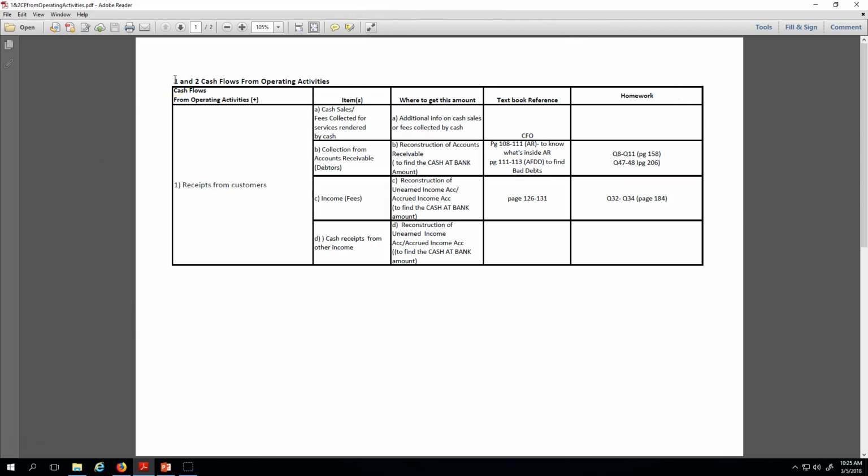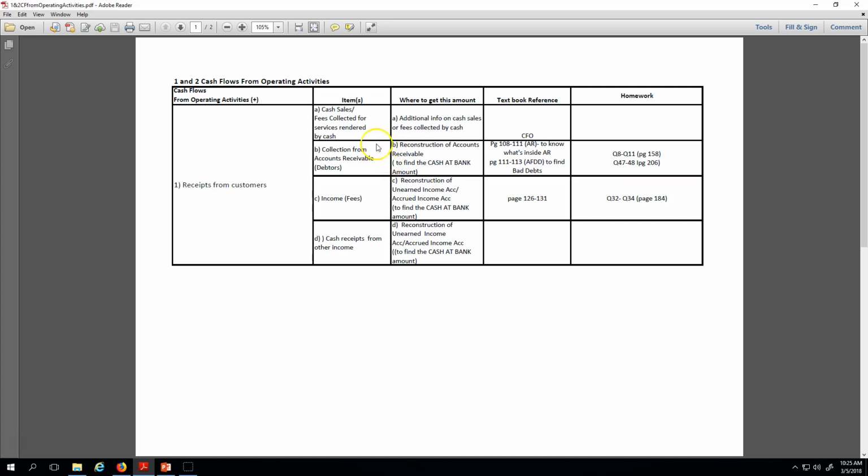receipts from customers, meaning how much money we collected from our customers. The first thing we talk about is if we collected money from our customers by cash sales. Cash sales means when we sell, we receive cash. That would be considered cash sales. Or if we are a service company, it would be fees collected by cash.